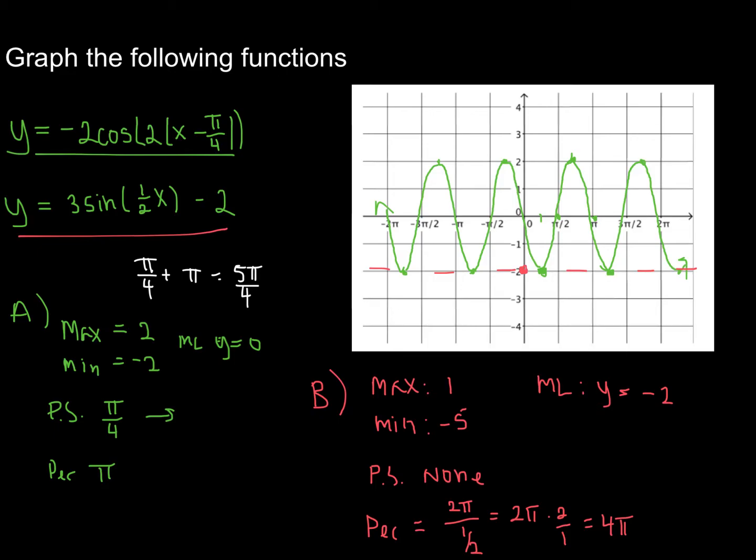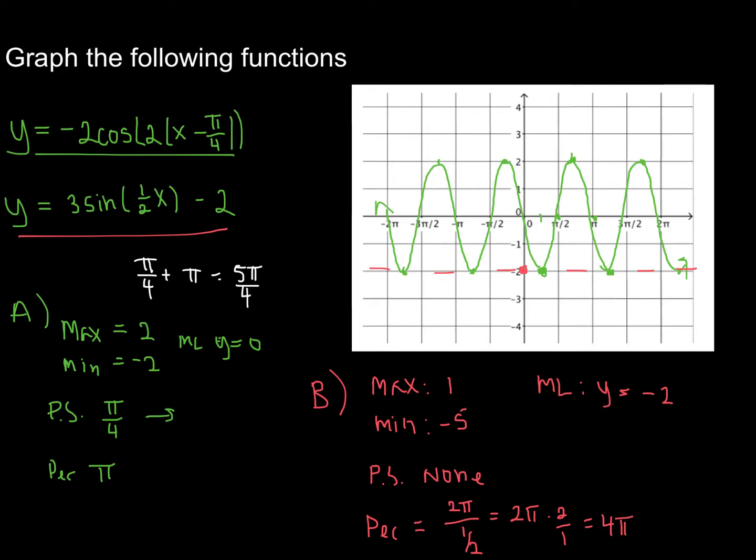And that's the first point that I can plot. Now, the next step for us is, we need to find a maximum or a minimum. That would be very helpful because then we could use the period of 4 pi to find other maximums and minimums. So what we need to do is decide when will we have a maximum?